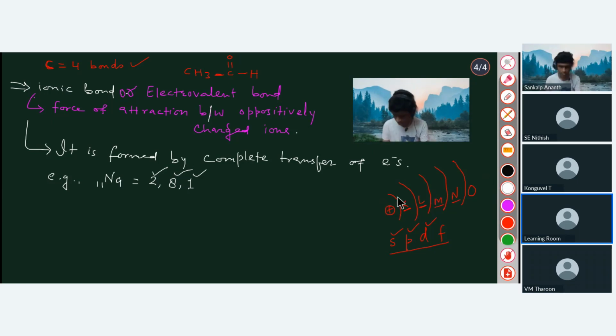So can you tell me how many electrons can be accommodated by the K shell? 2. In the first one, 2, and from then on, 2, 8, and then what? 8, 8, exactly.